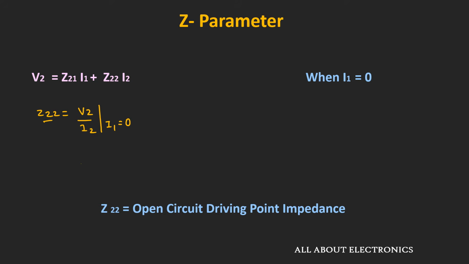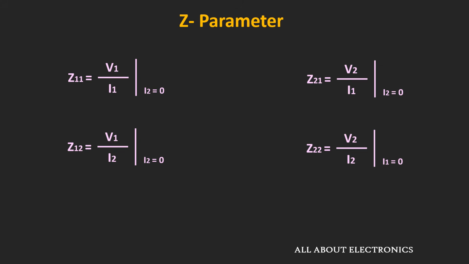And here is the representation of all 4 parameters. As you can see, all the parameters have the unit of impedance, and all these parameters are measured when either input or output port is open circuited. Because of that, these Z parameters are also known as the open circuit impedance parameters. Now let us see the equivalent circuit of the two-port network in terms of these Z parameters.